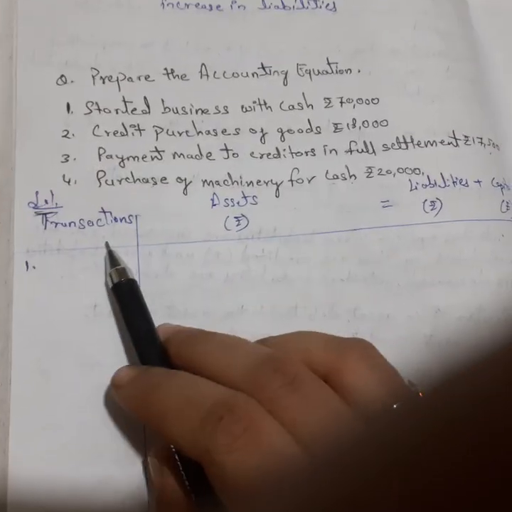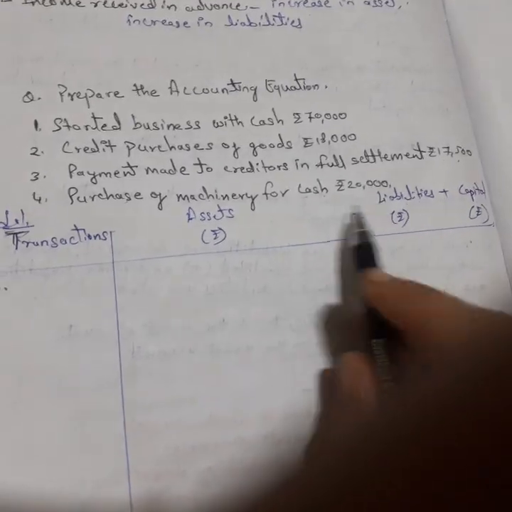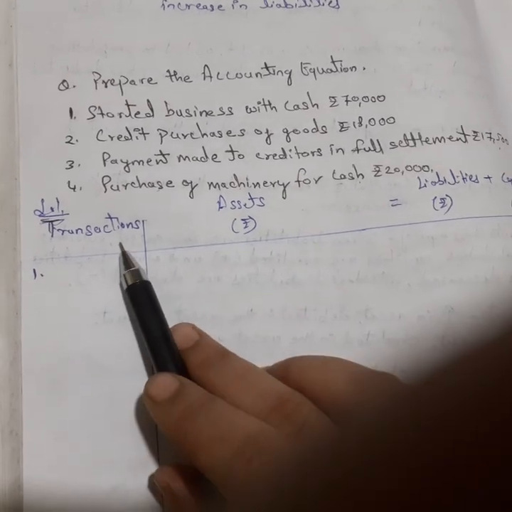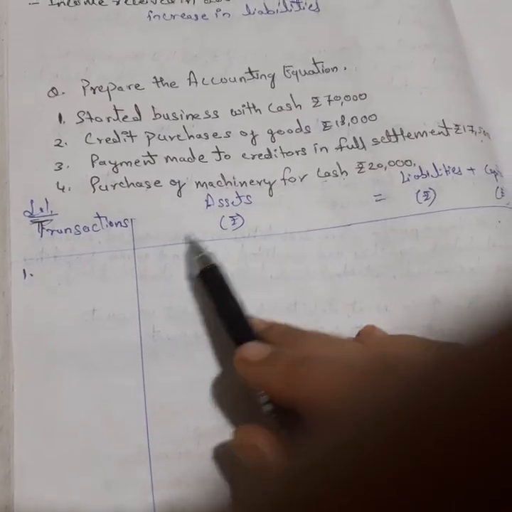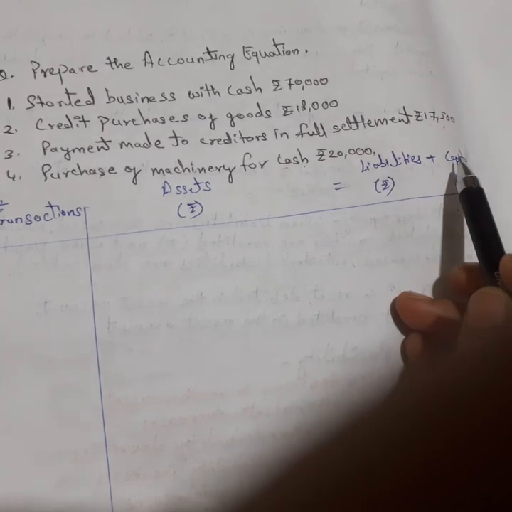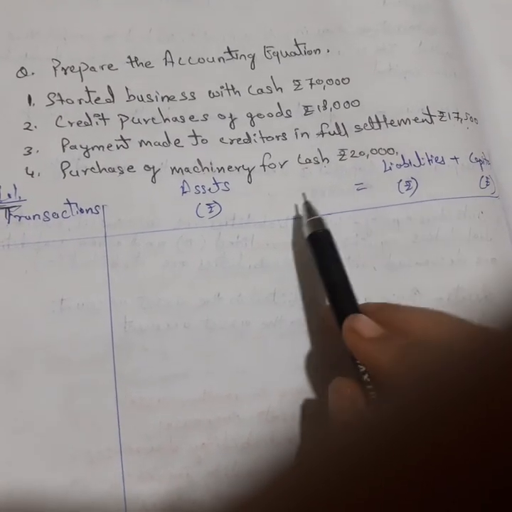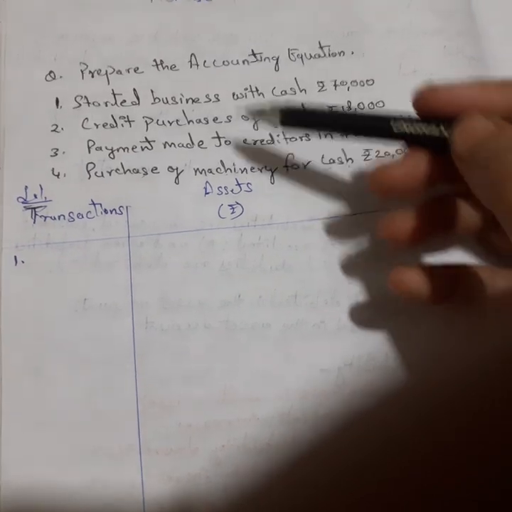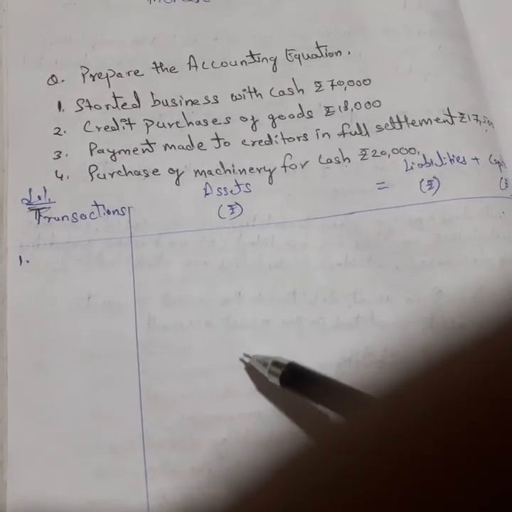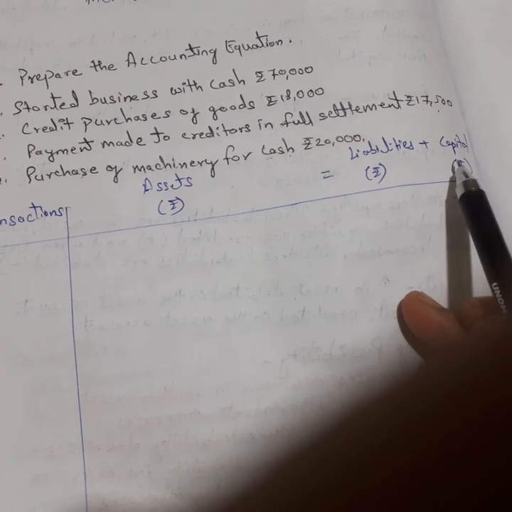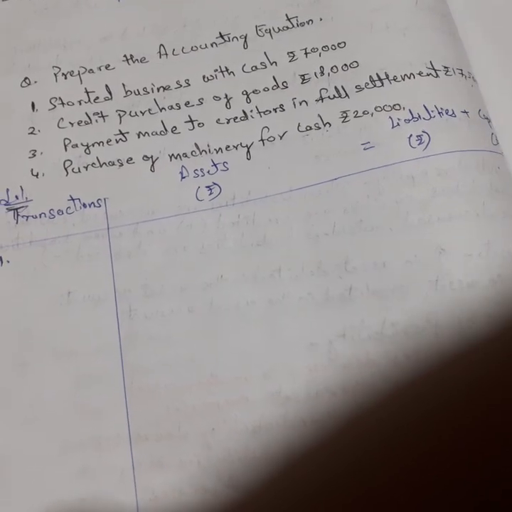See, while solving, what things do you have to keep in mind? Transactions on the left hand side, then assets is equal to liabilities plus capital. This assets is equal to liabilities plus capital is your accounting equation. We have to solve the question in such a way that assets should be equal to the liabilities plus capital. Let's see how we will be doing it.